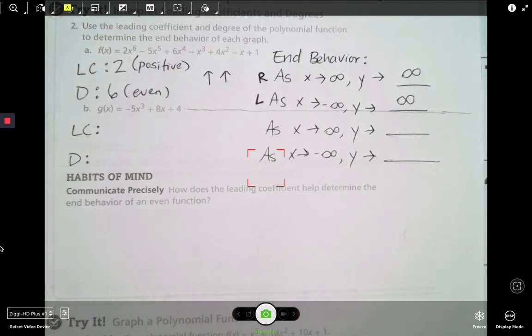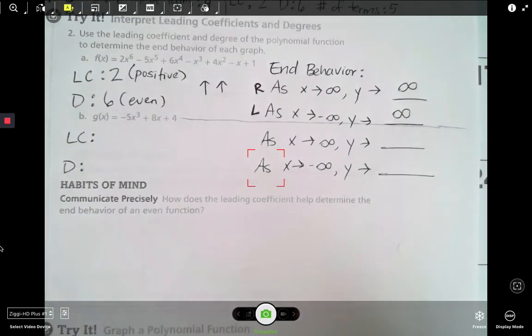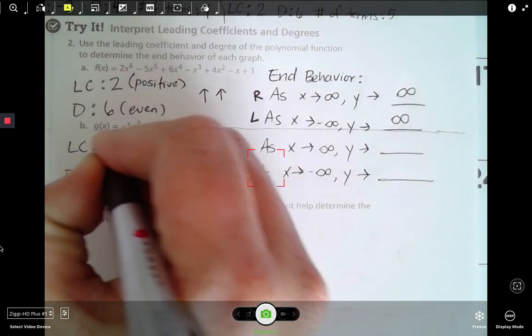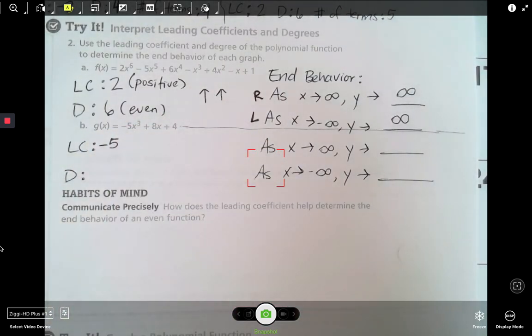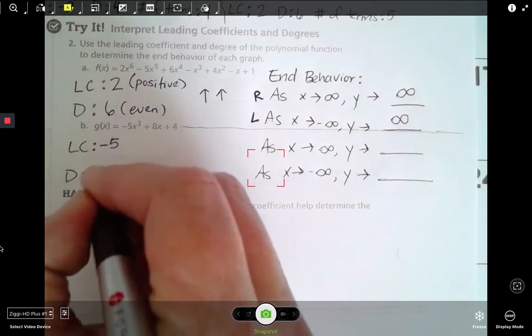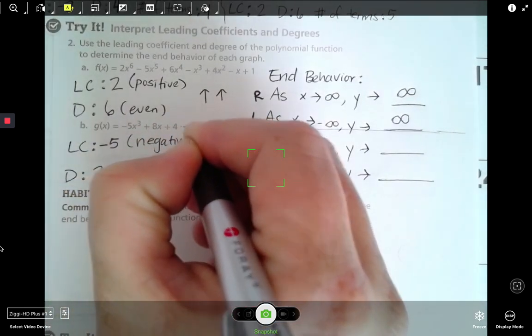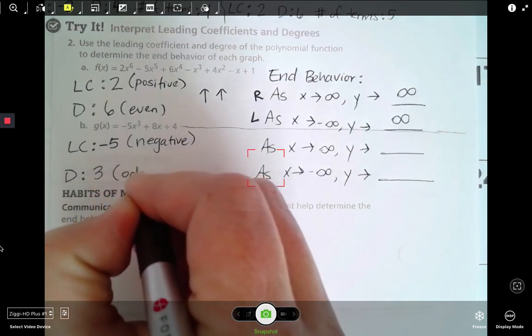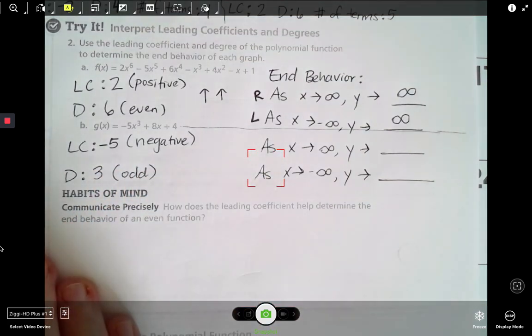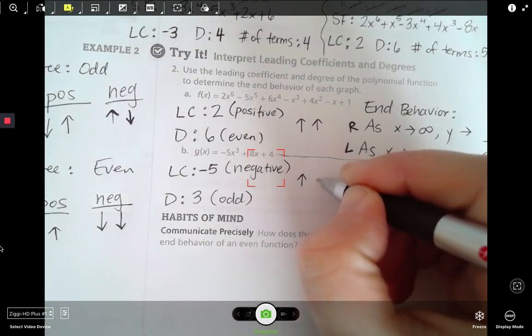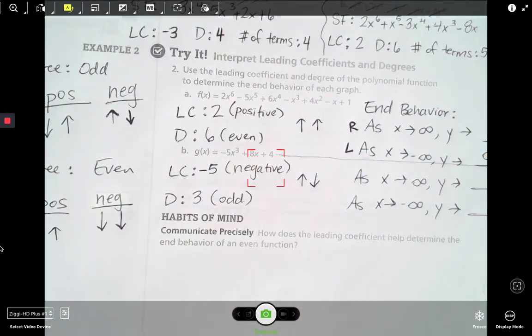All right, what's my leading coefficient of this second part? Not 5. Negative 5. What's my degree? 3. So we've got negative and odd. So let's look at our graph. Negative and odd. Let's look at what we wrote. It'll start up and end down, right?